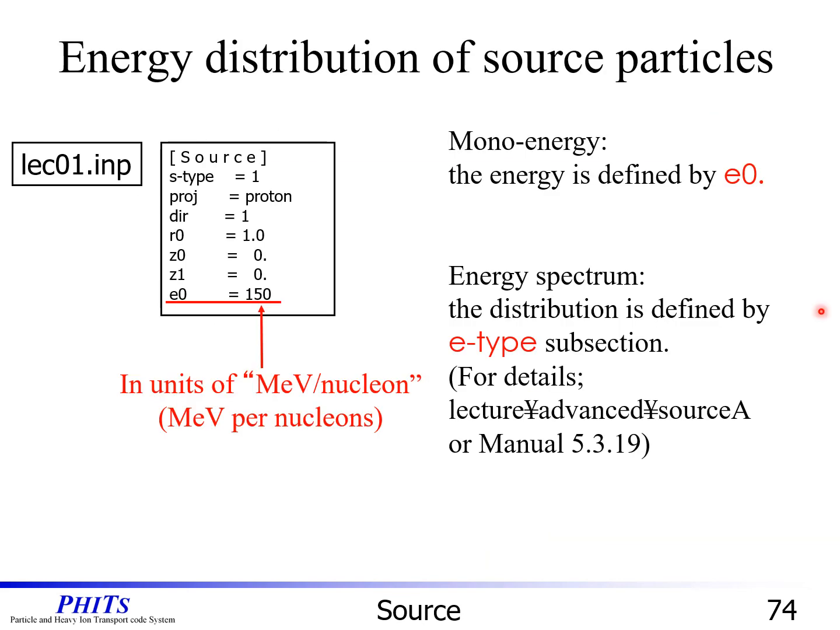The next point is the energy setting of source particles. Mono energy can be defined by E0. It should be mentioned that the unit of energy is MeV per nucleon. Please remember this unit is important for heavy ions. Of course, this is MeV for protons or neutrons. When we set an energy spectrum, the distribution is defined by the E-type subsection. This subsection is not explained here, but we can learn it in Source A of the advanced lecture.